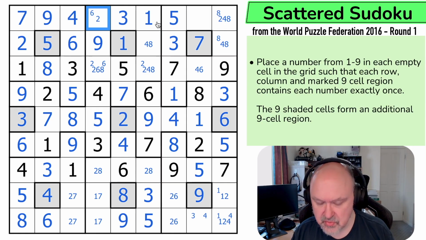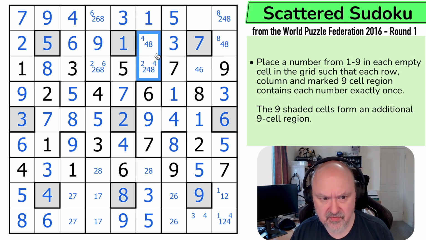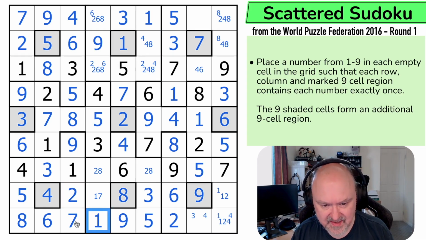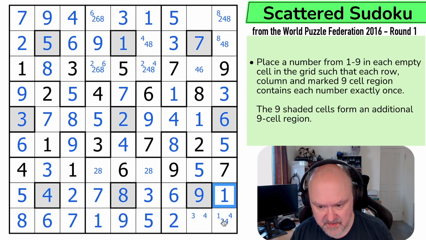This is 2, 6, or 8. So 4 is in one of those two. The 6 here is looking across, making that the 2 and that the 6. Looking back, making that the 7 and that the 2. Making that the 1 and that the 7. There is no 1 here, so this has to be the 1. The 2 makes this the 4, which makes this the 3.